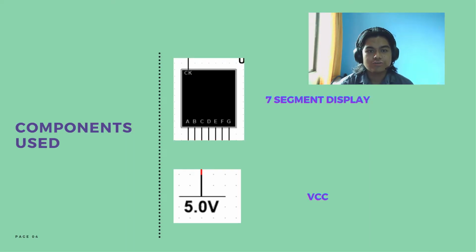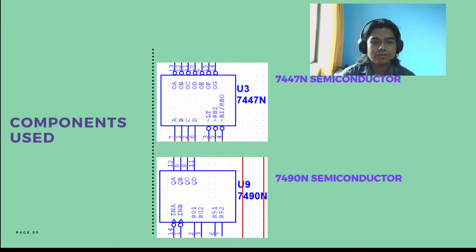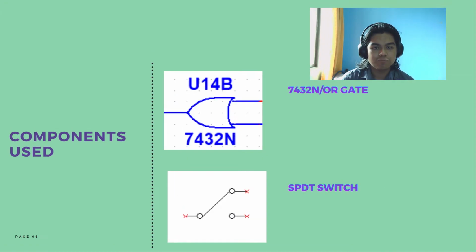So the components used are six 7-segment displays with decimal point, common anode; 3 VCC, or voltage common collector, which is the higher voltage with respect to ground; six 7447N semiconductors, which are 7-segment display decoders; six 7490N semiconductors, which are decade binary counters; and 2 7432N, also known as OR gates; and two single pole double throw switches, or SPDT, which is a switch that only has a single input and can connect to and switch between the two outputs.